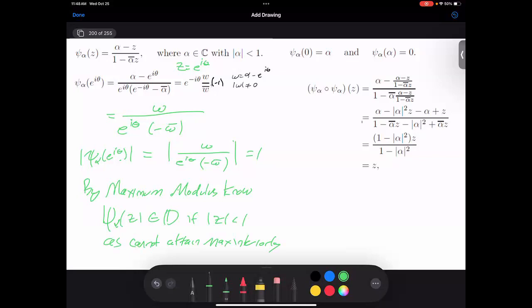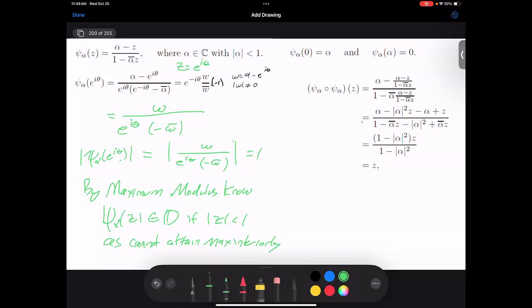This is because the denominator is not 0, so I can differentiate. It's extremely important that we stay away from places where the denominator vanishes. As long as alpha is inside the unit disk, 1 minus alpha bar z can never vanish. So we know that the function has to map the unit disk into the unit disk. Do we know that it's onto?